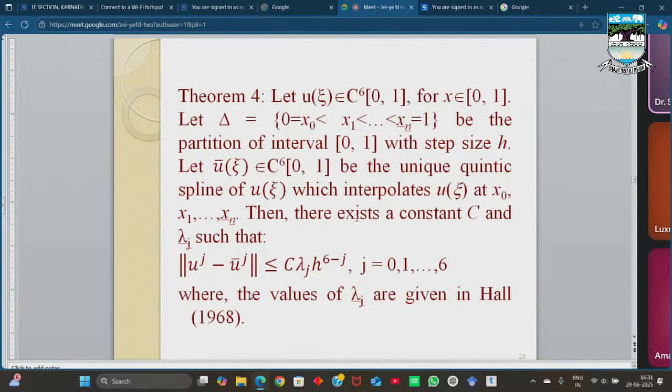Then the convergence of these splines depends upon the difference between the exact and numerical solution, which is of order h raised to power 6 minus j. As we have a second order derivative, therefore quintic Hermite splines are convergent of order h raised to power 4.